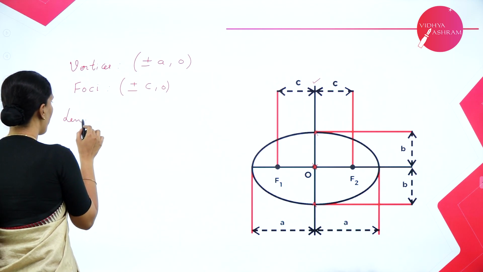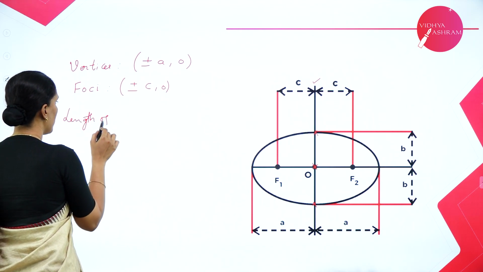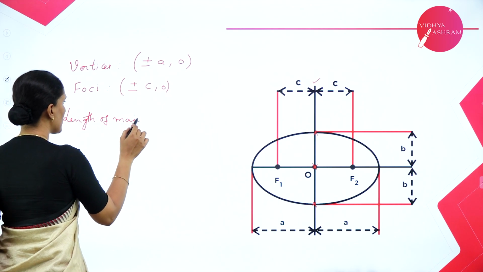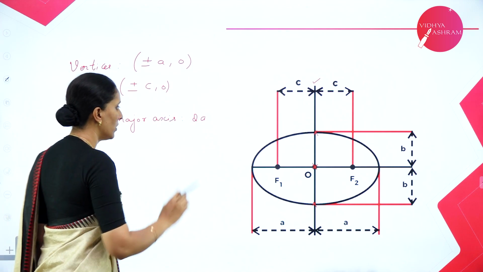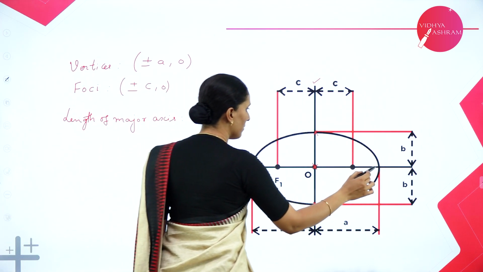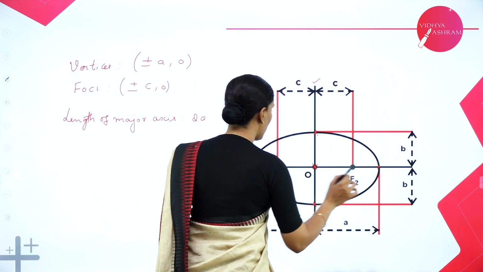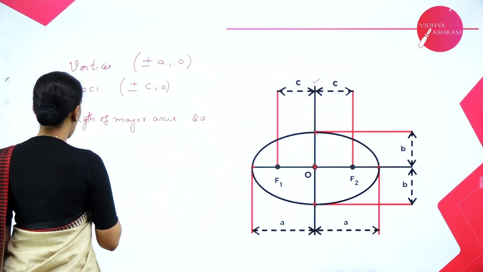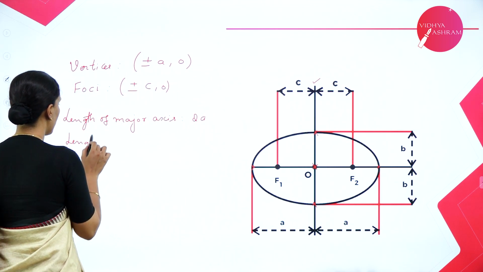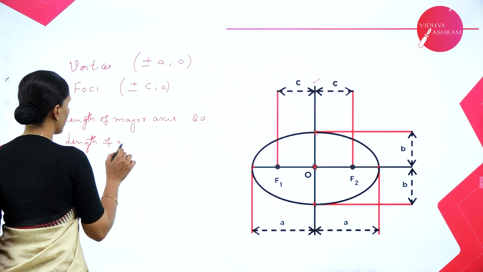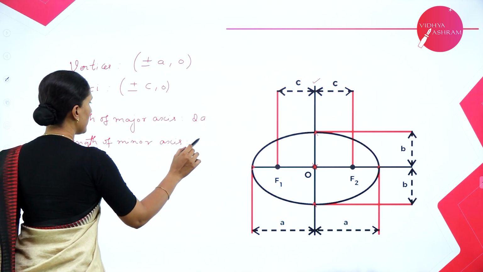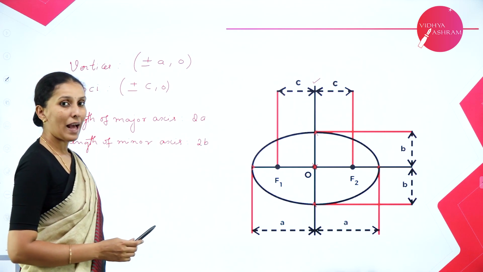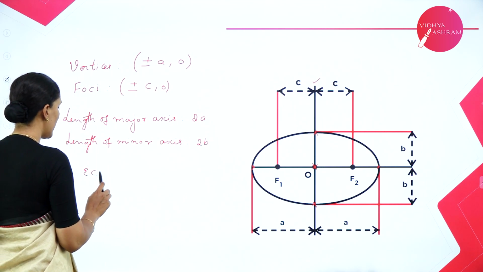And length of major axis. So, length of major axis is just 2a. So, from here to here, this is the length of major axis, and length of minor axis is 2b.